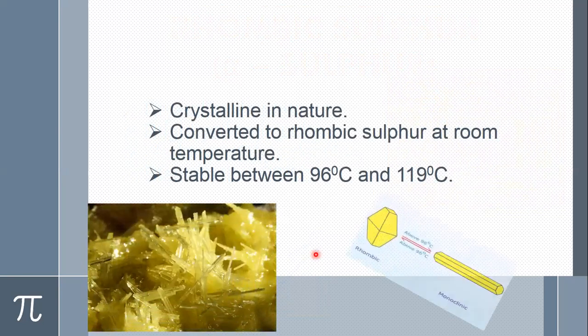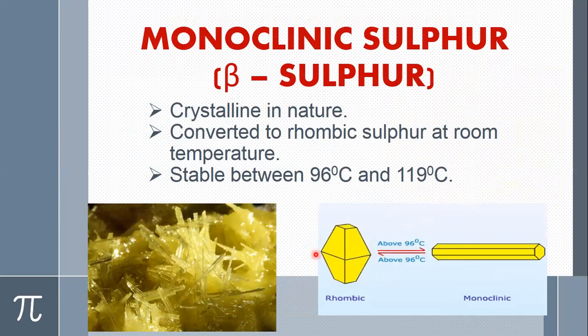The next is monoclinic sulfur, which is also known as beta sulfur. It is also crystalline in nature. It can be converted to rhombic sulfur at room temperature. It is stable between 96 and 119 degrees centigrade. You can see its color is lemon yellow, not bright yellow, and it has a very beautiful crystalline structure. Here, monoclinic sulfur can be converted to rhombic sulfur and vice versa.